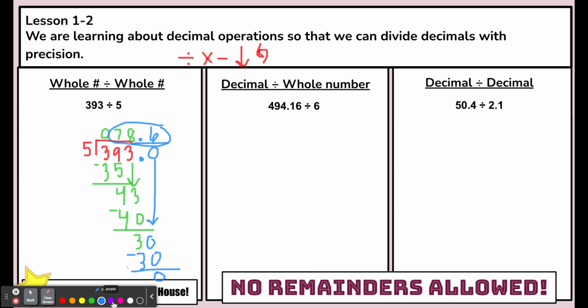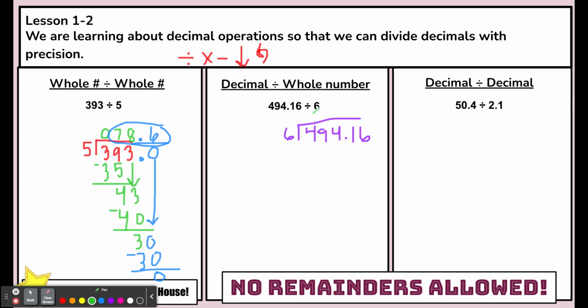Now let's try another one. If you notice, this one already has a decimal as the dividend. The first number goes inside, okay? The first number will always go inside. I'm going to say that one more time. The first number will always go inside. The second number is outside. So let's divide this.